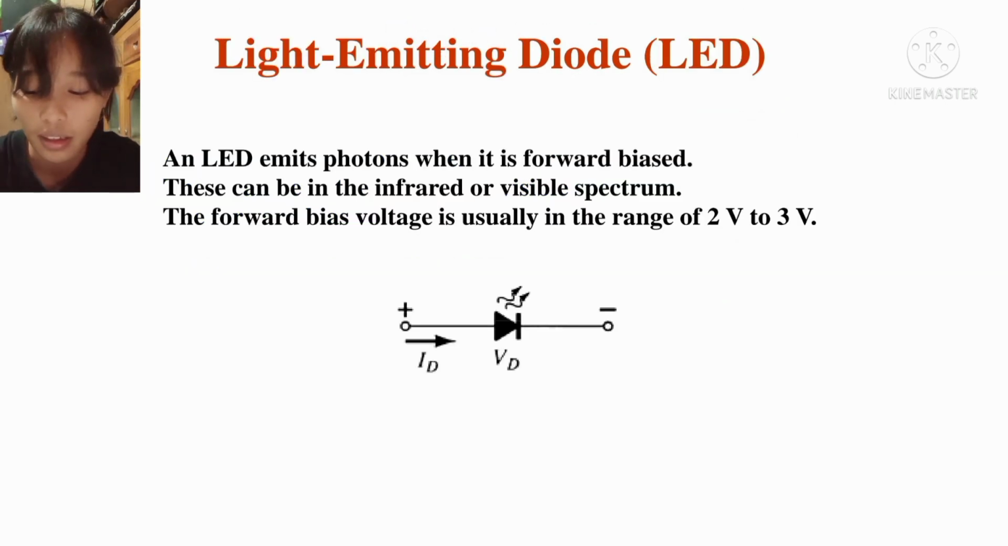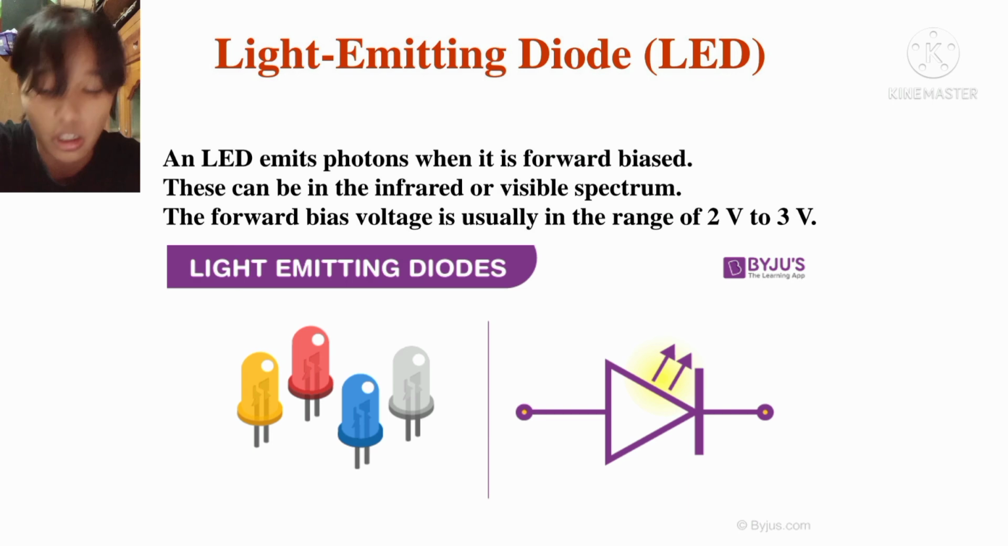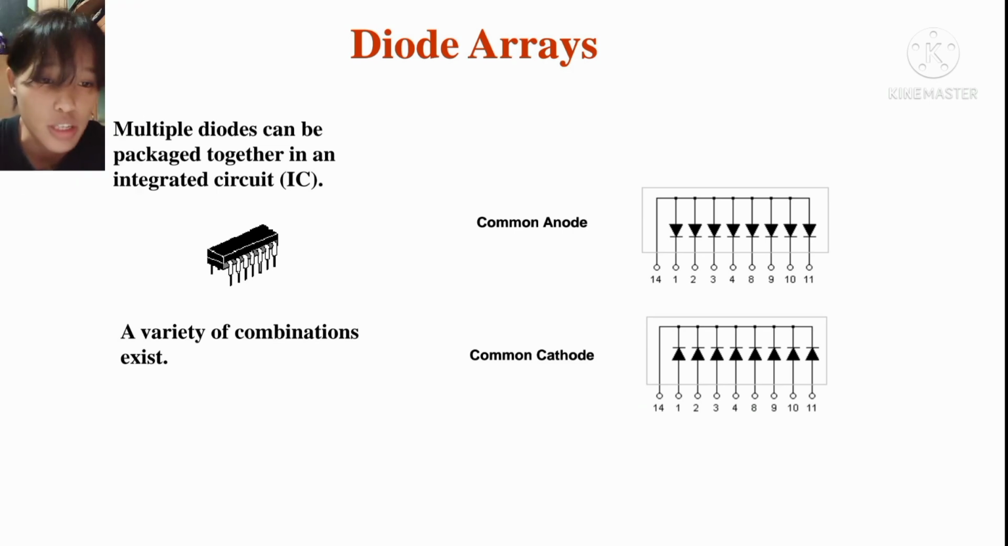The LED or the light emitting diode emits photons when it is forward biased. So parang pareho lang ito ng PN junction, meaning that the LED will pass current in its forward direction but will block current flow in the reverse direction. And for the last one, the diode arrays. Multiple diodes can be packed together in an integrated circuit.